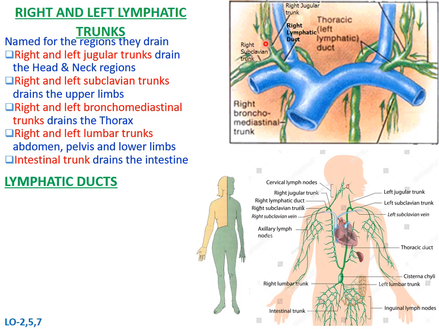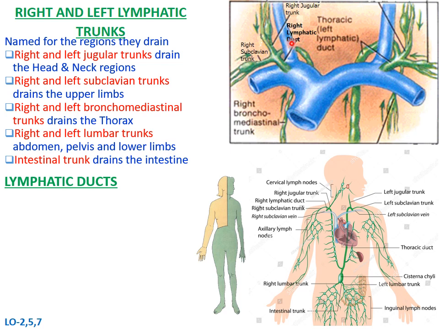Then, from the right and left lymphatic trunks, these regional trunks, just like the right subclavian trunk, right jugular trunk, and the right bronchomediastinal trunk, all the trunks ultimately join together before they drain all their lymph into the veins. When they join together, they form a common duct. That duct is called the lymphatic duct.